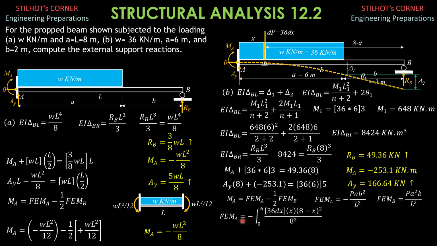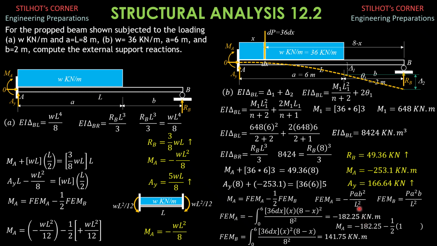So using your calculator, because it can evaluate integration from limits, by the way, of x is from 0 to 6. So 6 meters, a is 6. And that is equal to negative 182.25 kilonewton meter. Likewise, fixed moment B is positive. So this is now squared, and this is 8 minus x to the 1. So fixed moment B equals integral 0 to 6 of 36 dx x squared, quantity 8 minus x, all over 8 squared. So therefore, fixed moment B is equal to 141.75 kilonewton meter.